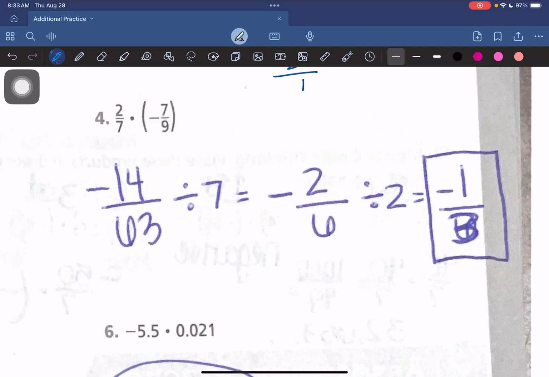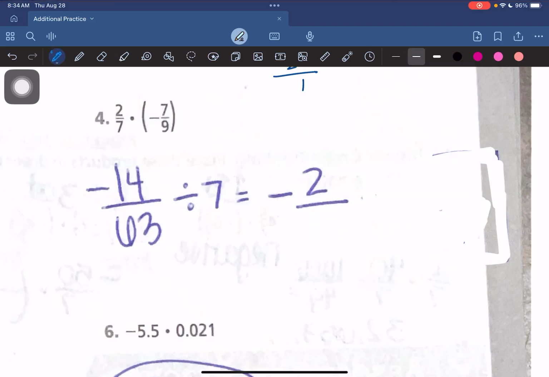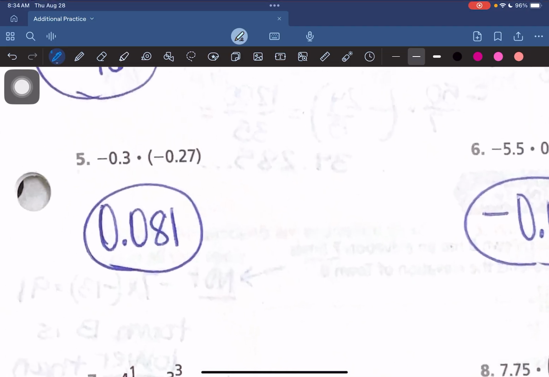14 divided by 7, or negative 14 divided by 7, would be negative 2. 63 divided by 7 would be 9. I'm going to correct that. 63 divided by 7 would be 9. So that would be our final answer. Sorry about that mistake. Number 5, we just have some decimal calculations.